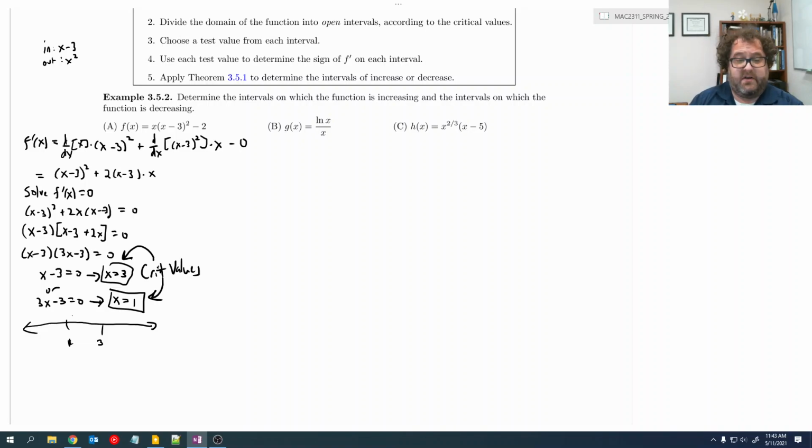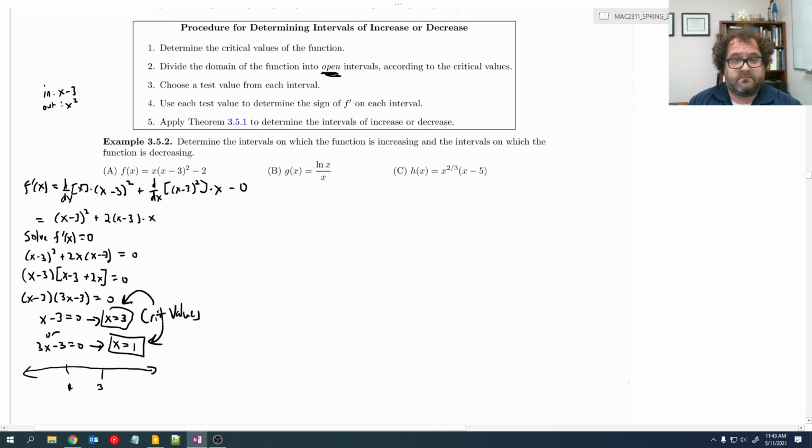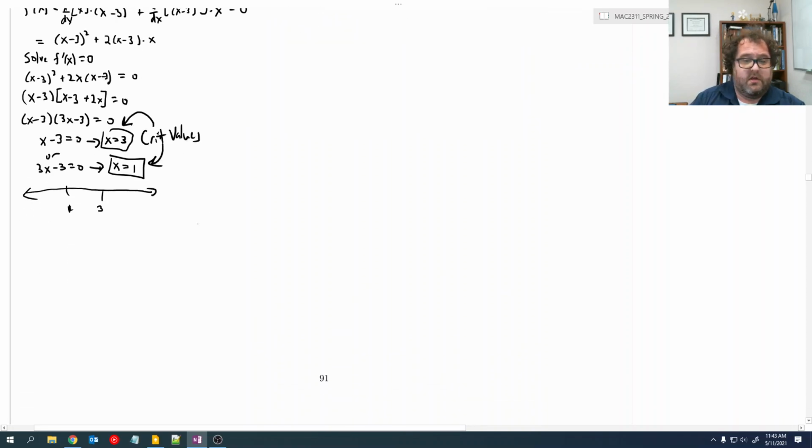We have negative infinity to 1, 1 to 3, and 3 to infinity. And we're using open intervals. Okay, open intervals when we're talking about intervals of increase and decrease. So now it's time to think about our chart. Let's see here. So there's going to be 3 intervals.